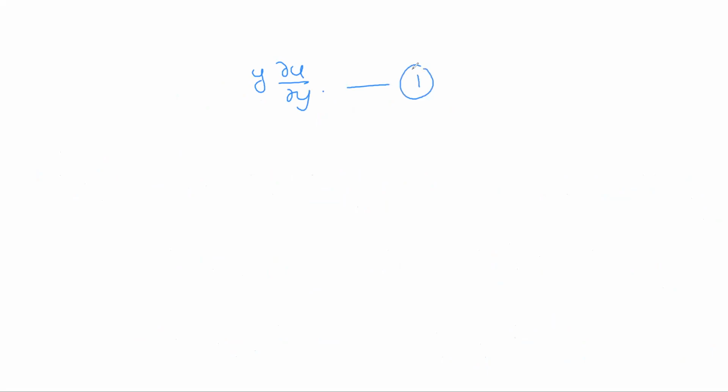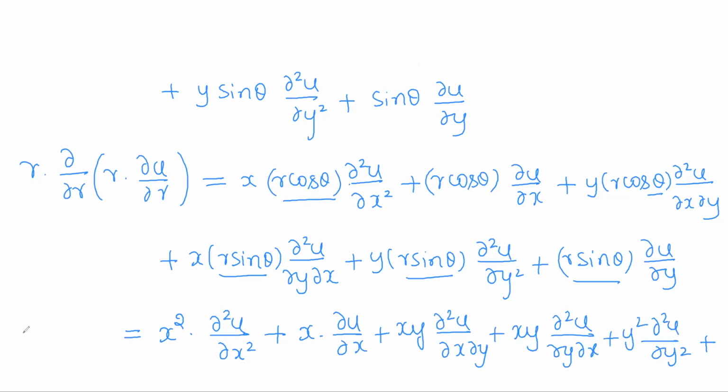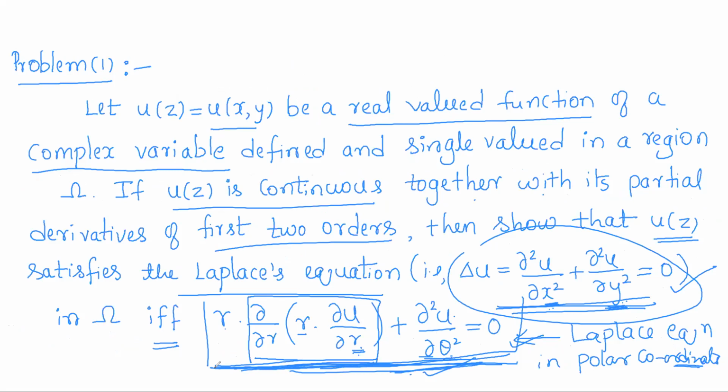So at the end of this step, what we have got? We have got r into dou by dou r of r into dou u by dou r. So we converted this term into x and y. So in the given equation, what remained then? Now we have to do the same thing with dou square u by dou theta square. So now consider this term and convert it into x and y. So we shall do it.